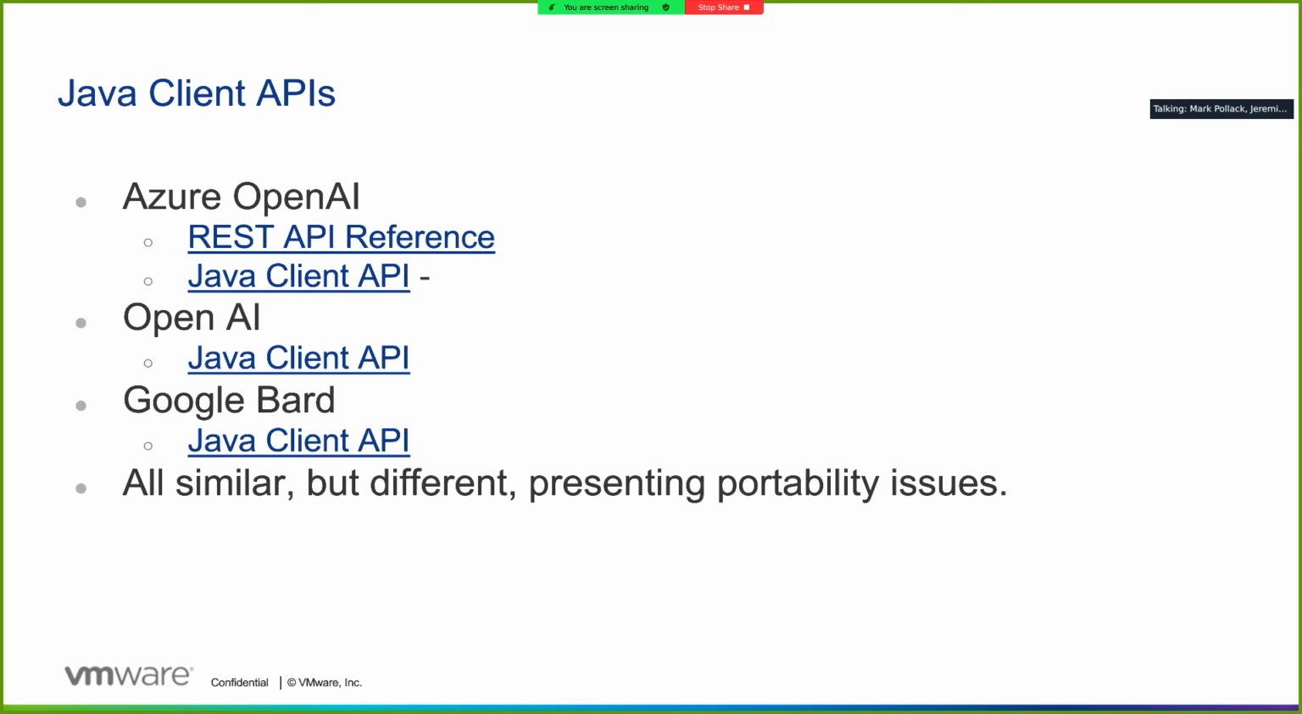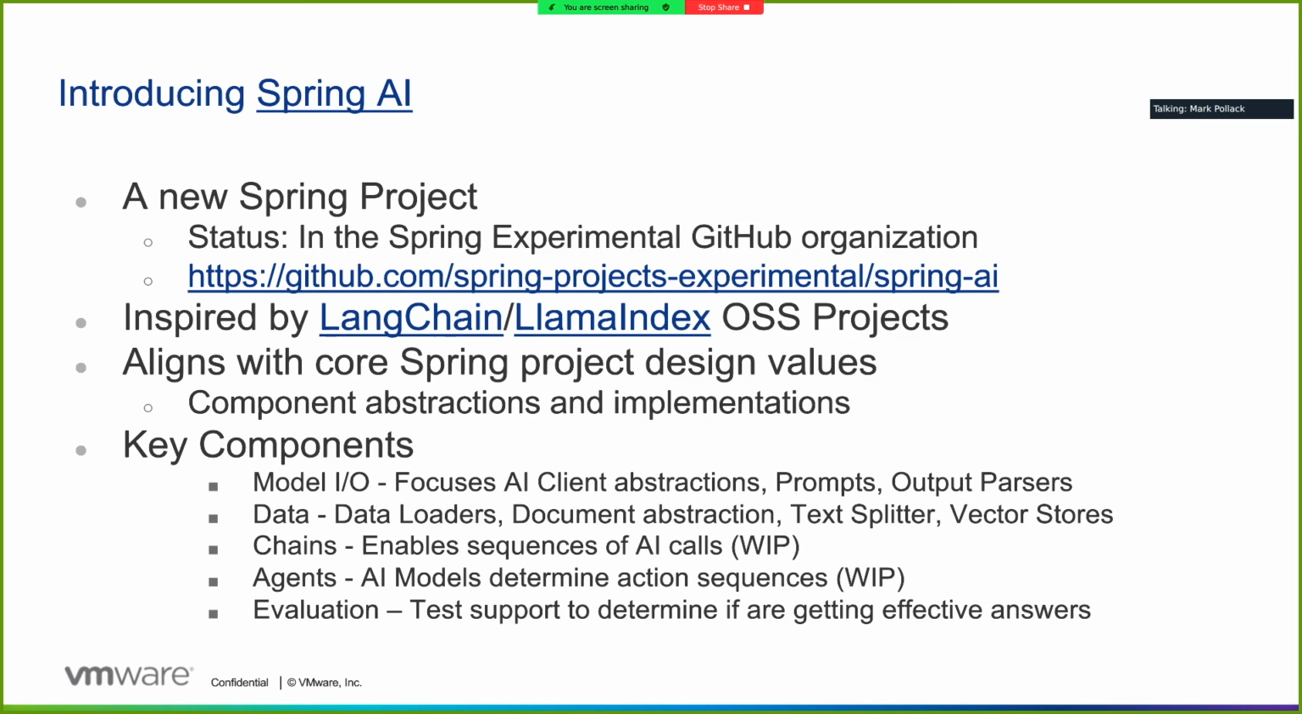There are several Java APIs, and as you'd expect in the API space of vendors, no two are the same. So this is the first opportunity where Spring can help: providing a portable client so that you can talk to all of these models without having to change your code. You can swap out the implementation without affecting the behavior. That's part of the motivation around the Spring AI project.